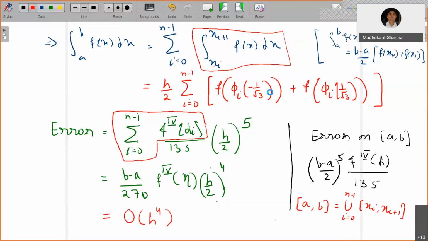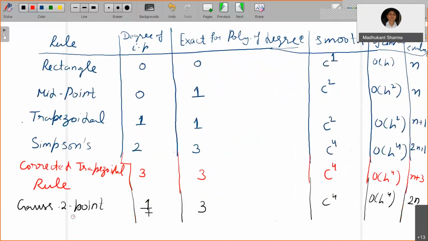So what we have is the Gauss 2-point rule. We require the smoothness to be C4, the order of convergence is h to the power 4, and the number of function evaluations is 2n, as we just counted. And it is going to be exact for polynomials of degree less than or equal to 3. Here we have used an interpolating polynomial of degree 1. In Simpson's it was 2, and in the corrected trapezoidal rule it was 3.